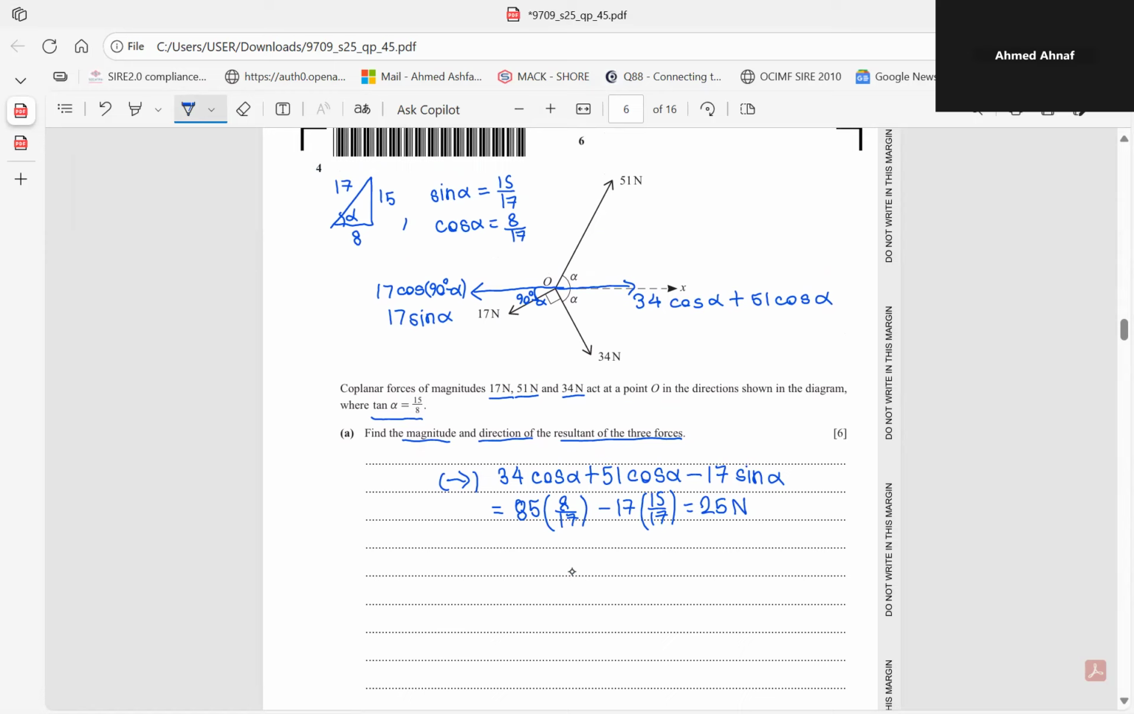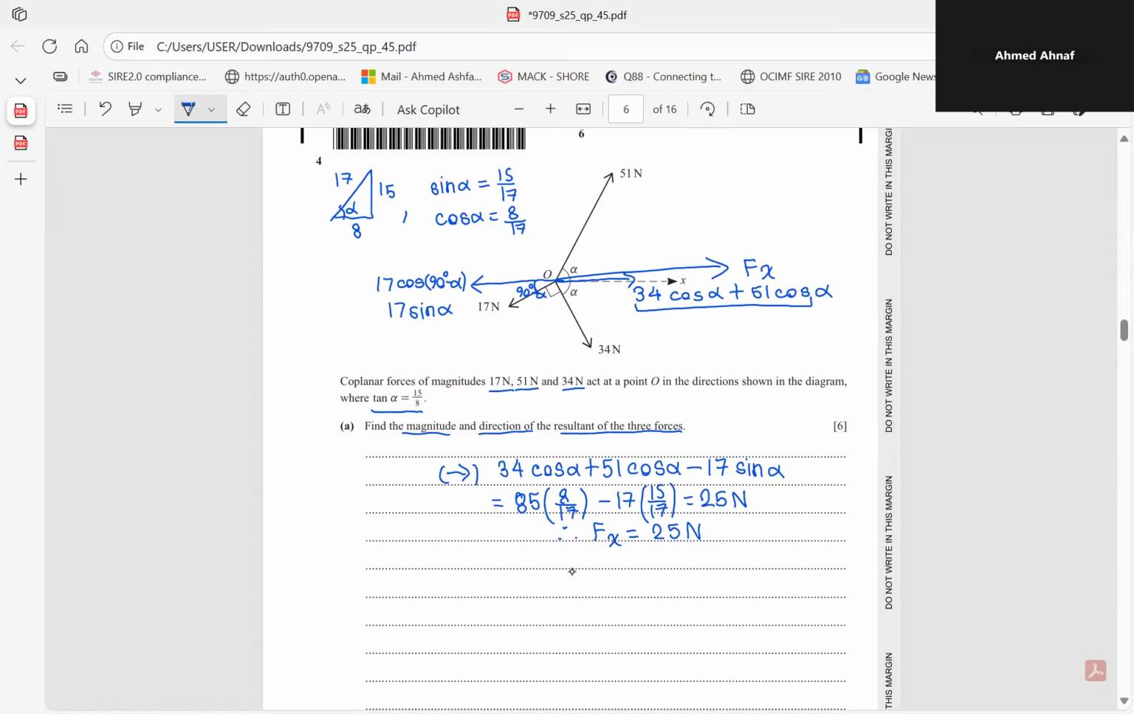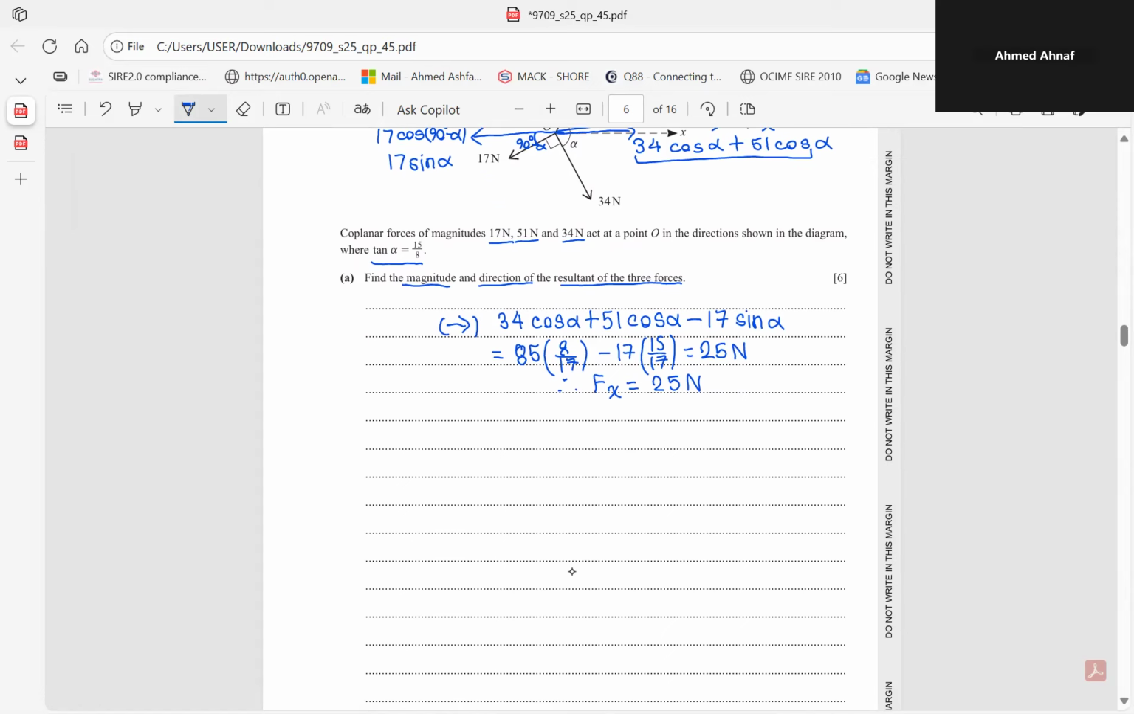So since we took this as the bigger one and we got a positive answer, the resultant force would be acting in this direction. So we'll call this Fx. Okay. So that's the horizontal component of the resultant force. Okay, now let's find the vertical component.